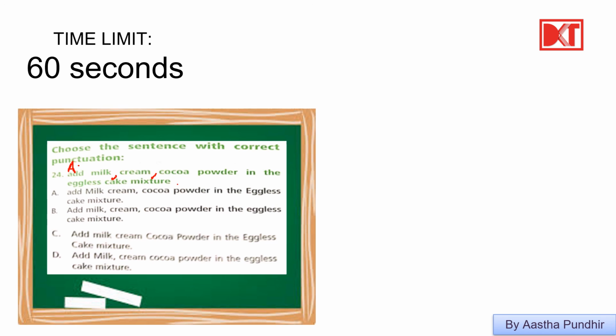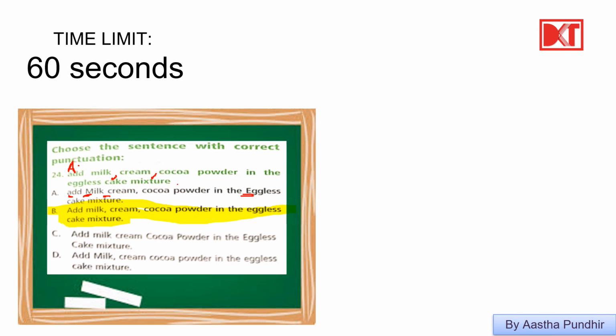Alright, so let's see which one is correct. Here B option is correct. Milk, cream, cocoa powder in the eggless cake mixture. If you see in the A option, here A is not capital of add, M is capital of milk, which is incorrect. There is no comma between milk and cream, and eggless E is capital, which is incorrect.